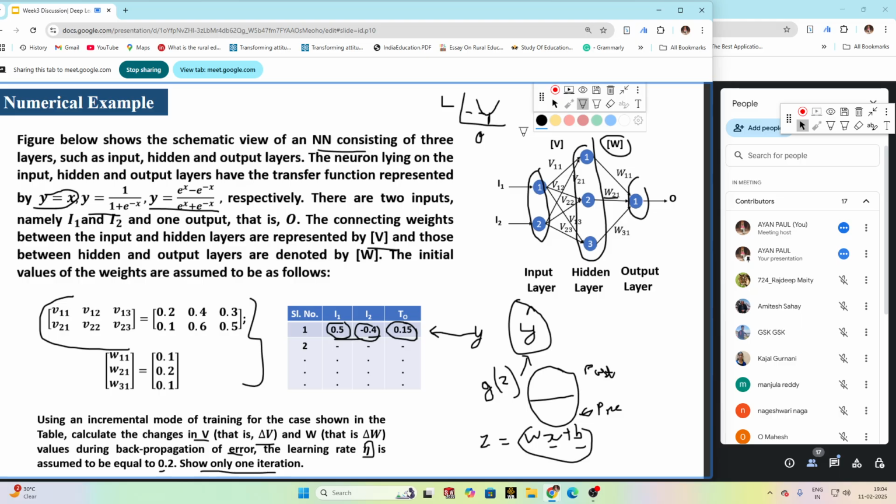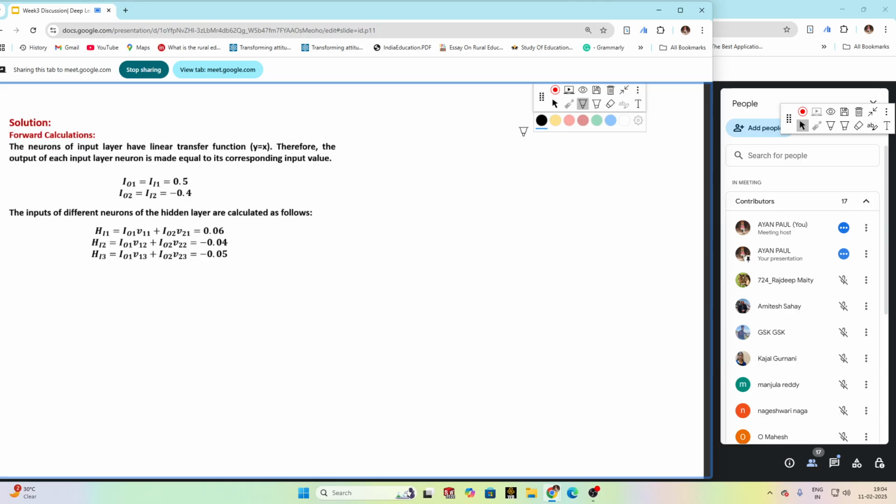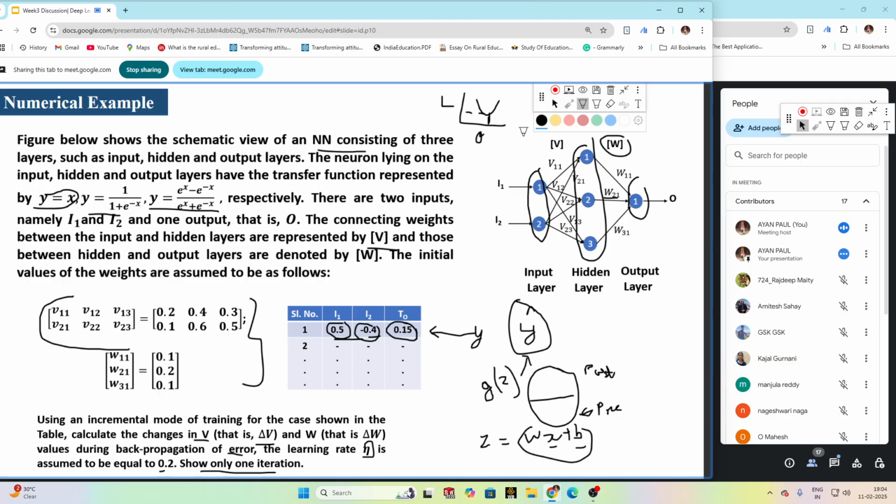So I hope this question is clear to all of you. Now we will be seeing how to calculate it. So first, as this is a feed forward neural network, we have to calculate the input and output of each neuron. How are input and output calculated?